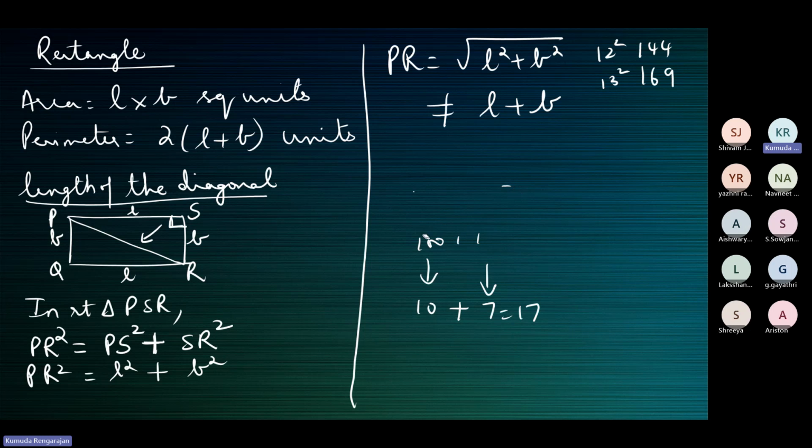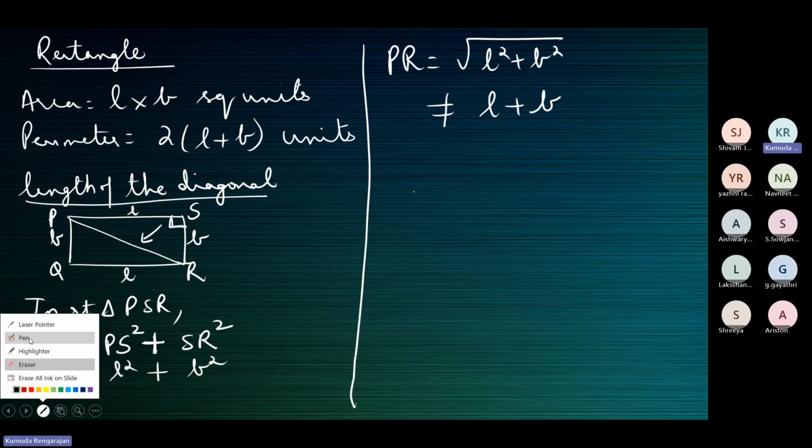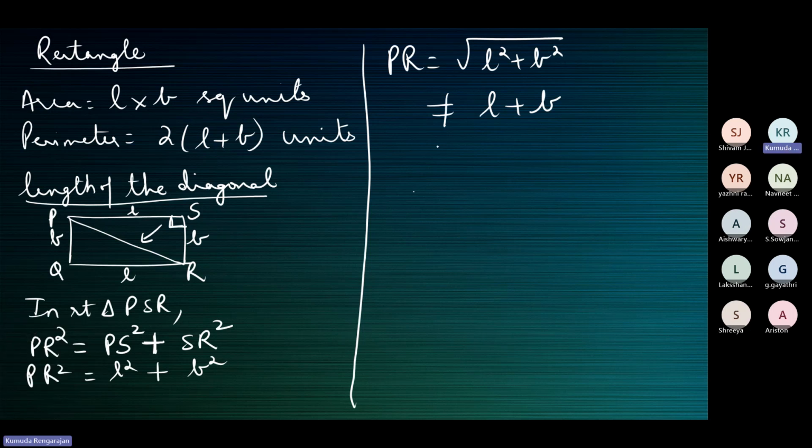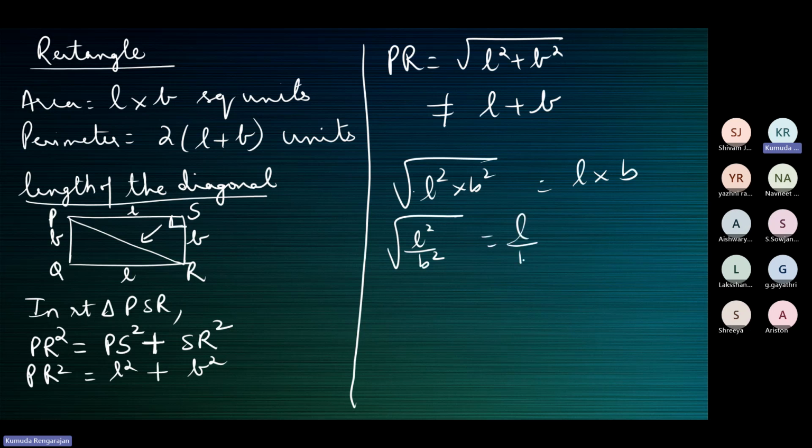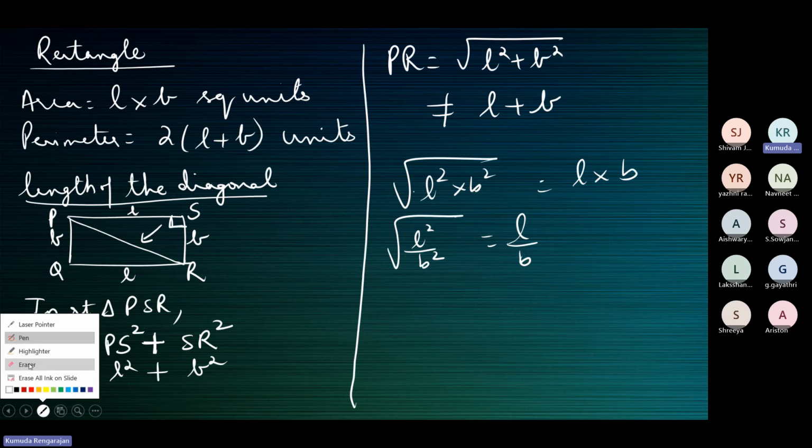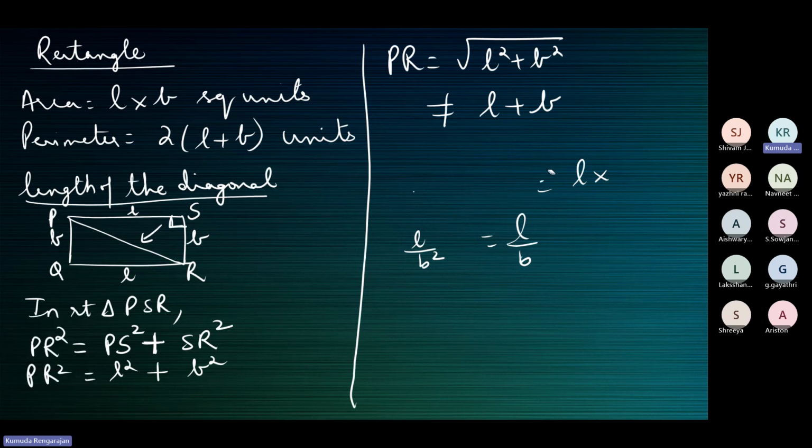All right. So remember, square root of L square plus B square is not equal to L plus B because it's addition. For addition and subtraction, it's not true. If it's multiplication, root of L square into B square, yes, it is equal to L into B. Or if it's division, root of L square by B square, yes, it is L by B. Square root of L square is L, square root of B square is B. It's fine for multiplication and division, but not for addition and subtraction.